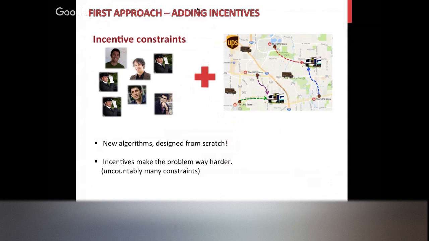And this is what traditionally people in mechanism design are doing. They're not trying to solve the non-strategic problem and then add incentive constraints. They're looking at this problem as a whole, and then they try to come up with ways of attacking this problem.